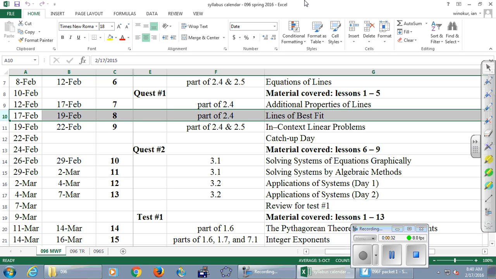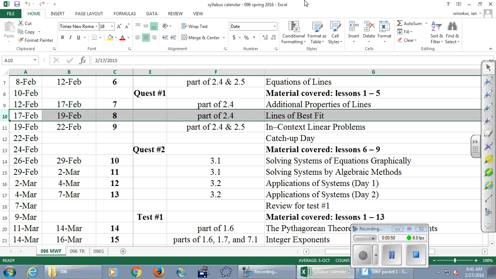Immediately following that catch-up day, on Wednesday next week, is our second quest. The quest is on lessons 6 through 9. That is to say, it's not cumulative from the whole semester. It's only on the stuff since the first quest. Okay? Questions on the calendar?